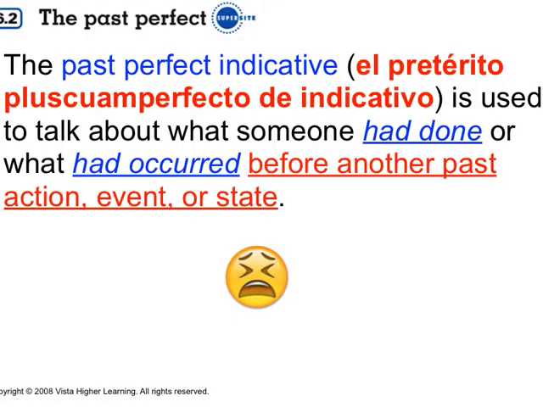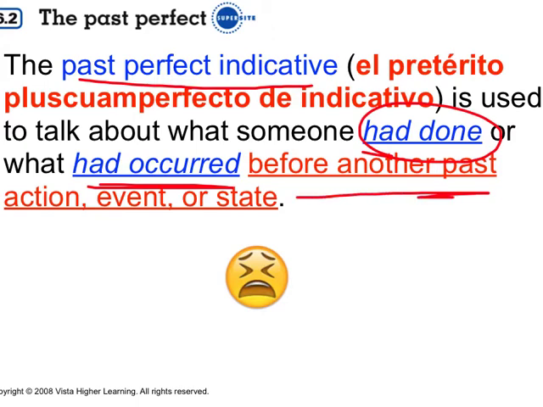So as I mentioned before, the past perfect indicative is used to talk about what someone had done or what had occurred. And here's the key: before another past action, event, or state. And so this is completely in the past. Both actions are in the past. One that occurred before the other.